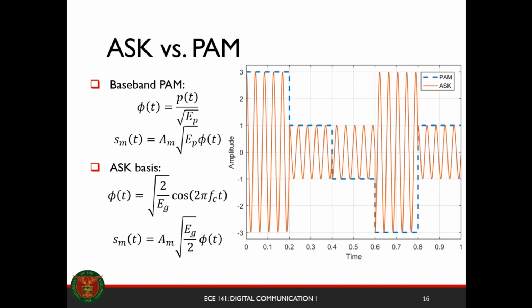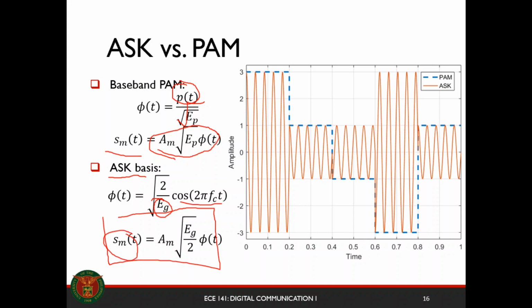Okay, so just to compare, the basis for your baseband PAM is equal to the pulse shape divided by the square root of the energy. And you can represent your baseband PAM in this form. The basis for ASK is the square root of 2 divided by the energy of the baseband pulse, multiplied by cosine 2πf_c t. And that makes your passband pulse, your ASK pulse, have this equation right here.